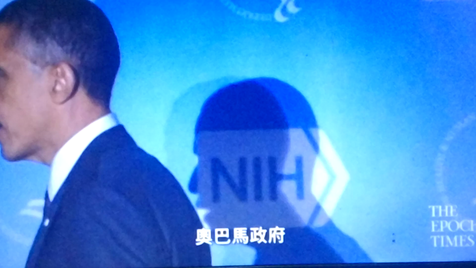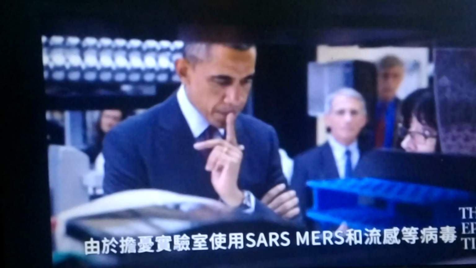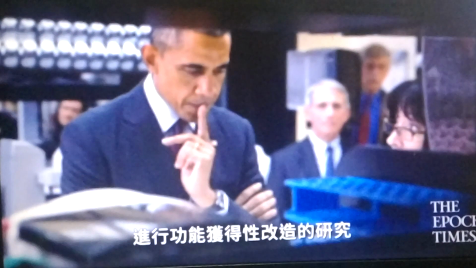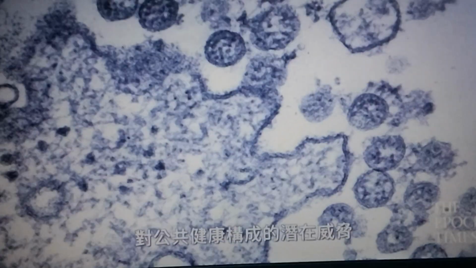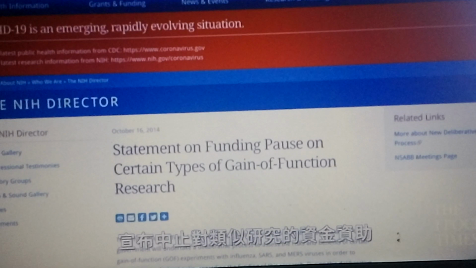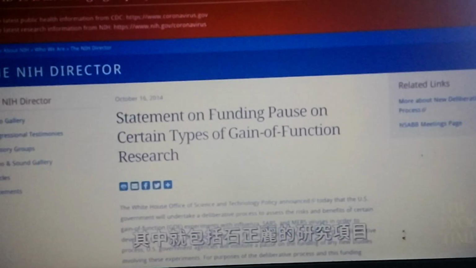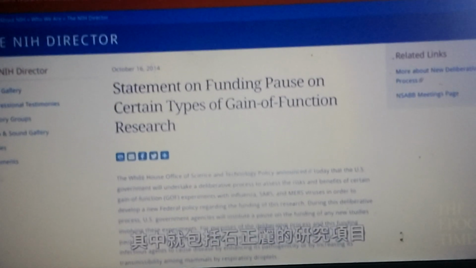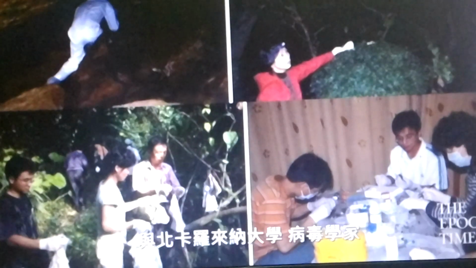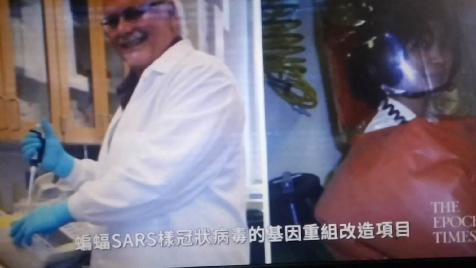First, on October 16, 2014, the Obama administration, wary of the potential threats to public health from the gain-of-function GOF research into SARS, MERS, or influenza, announced through the National Institute of Health that it was suspending funding into similar research. The funding pause included Xi Jinping's research project, genetic engineering of SARS-like coronavirus in bats, a collaborative effort with Dr. Ralph Barrett, a virologist at the University of North Carolina.